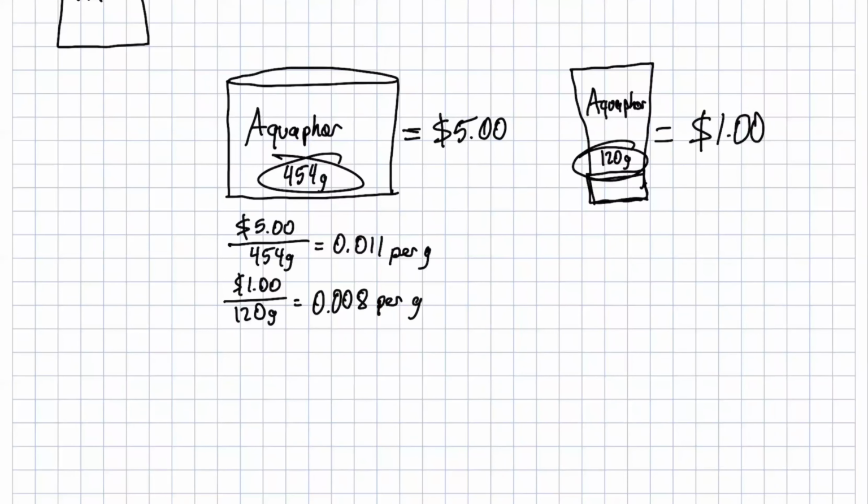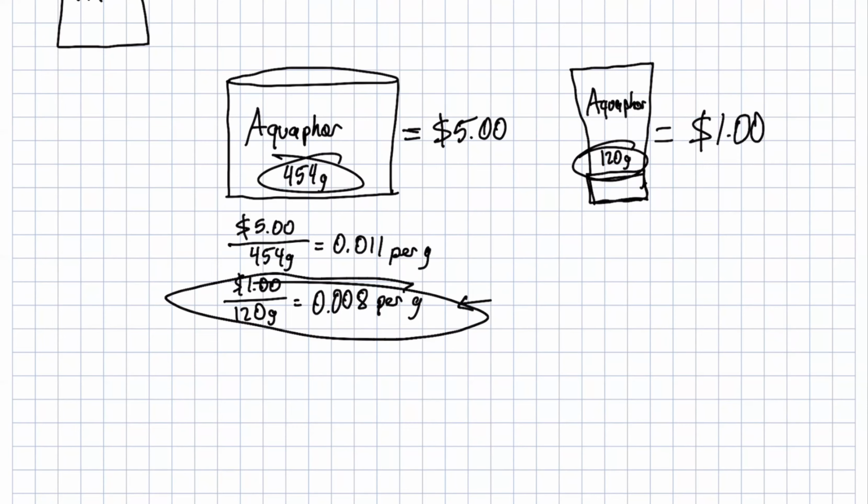So if you're just walking the shelf and you see that dollar on that one, you might think that's a better deal, but you did the math and you calculated, I'm actually overpaying, right? You're paying $0.008 per gram. So that's less than $0.011 per gram. So this is actually the better buy.